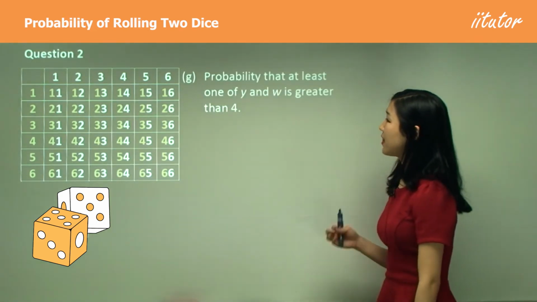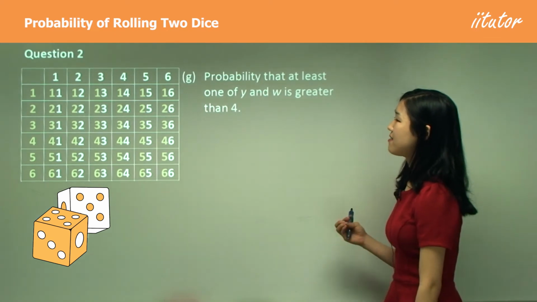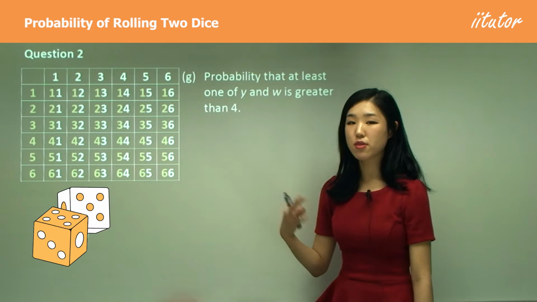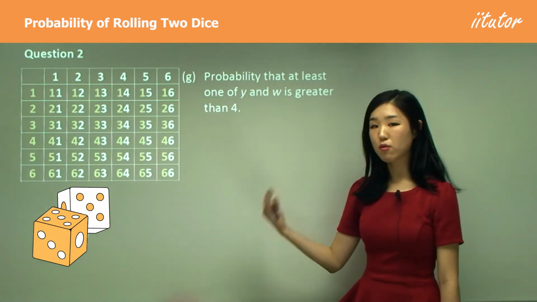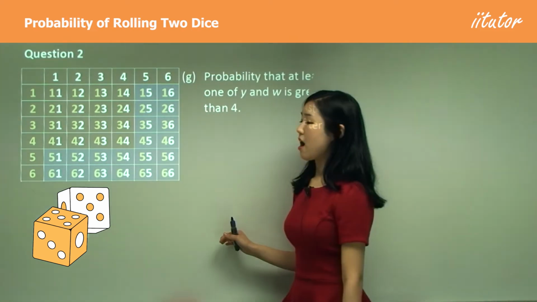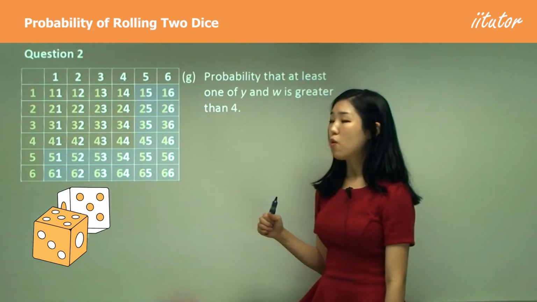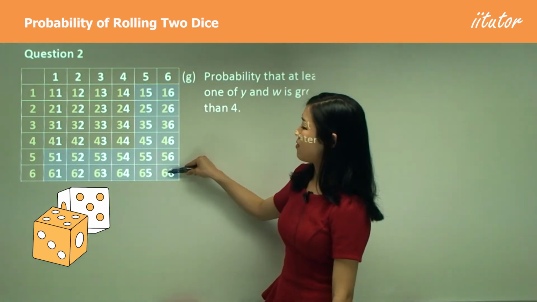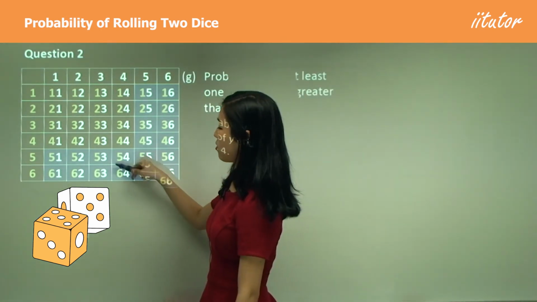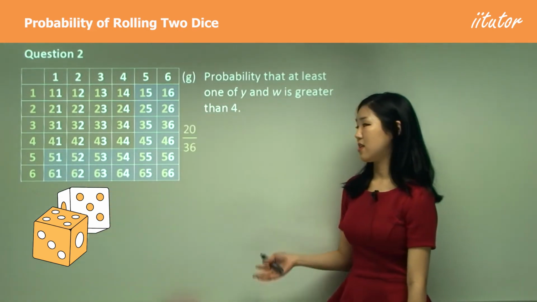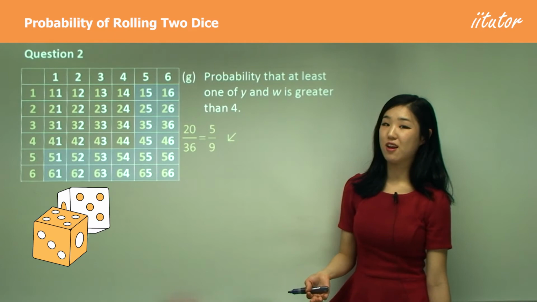Probability that at least one of Y and W is greater than 4. So at least one of them or both of them are greater than 4. Both can be greater, or just one of them can be greater. I found that all of these are greater than 4. One of them or both of them are greater than 4. So it's going to be the 1, 2, 3, 4, 5, 6, 12 plus 1, 2, 3, 4, 5, 6, 7, 8. So it's 12 plus 8, which is 20 out of 36, which is simplified to 5 on 9.